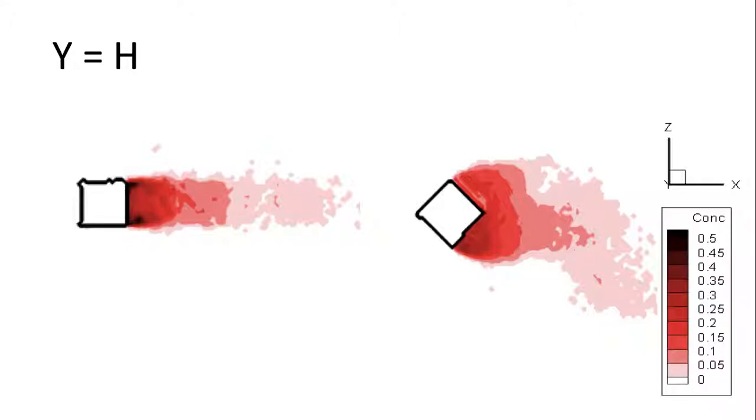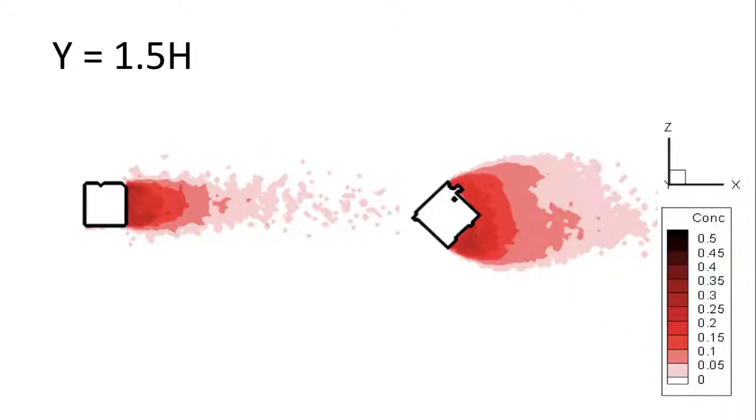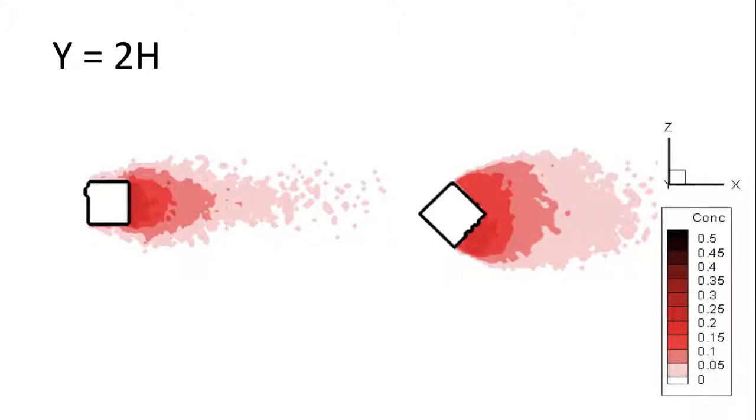We can see how in the 0 degree case the dispersion is now unobstructed by any obstacles and is free to go in the positive x direction, the direction of the bulk flow. While in the 45 degree case, we can still see the remnants of the dispersion that happened within the boulevards. This is for y equals 1.5 H, and this is for 2H. Here we can really see how the dispersion of the contaminant has assumed the shape of the building wake.